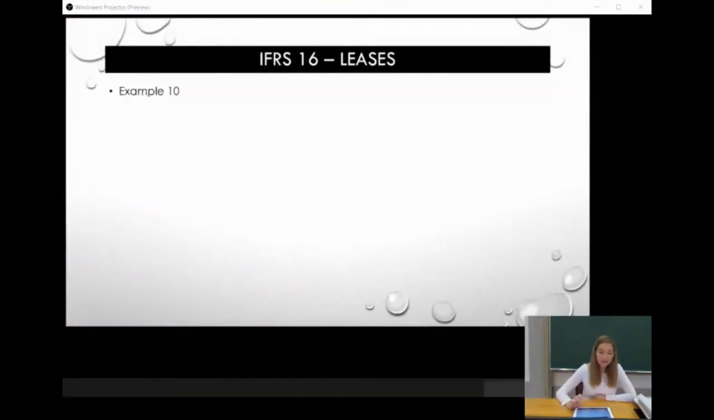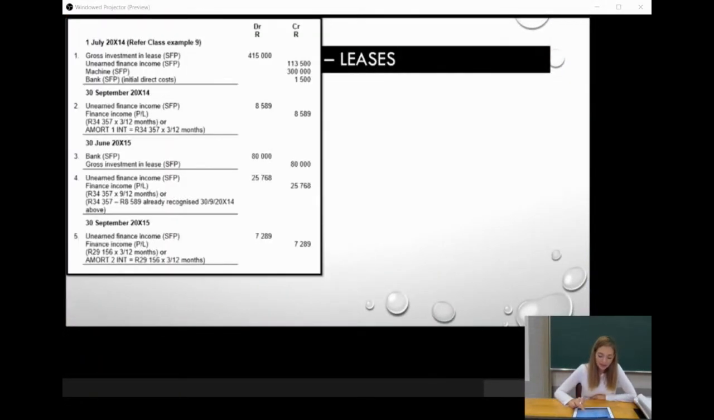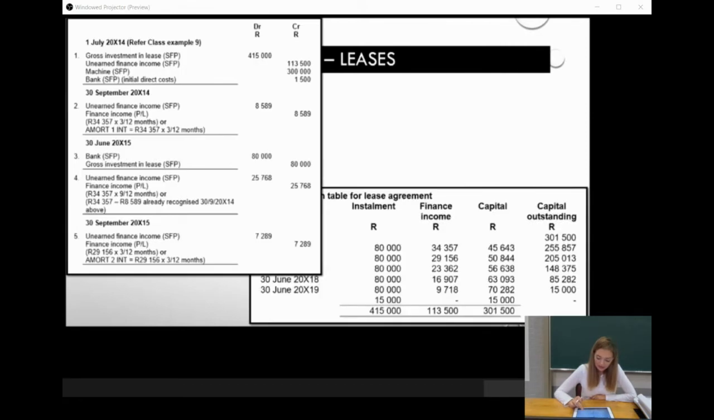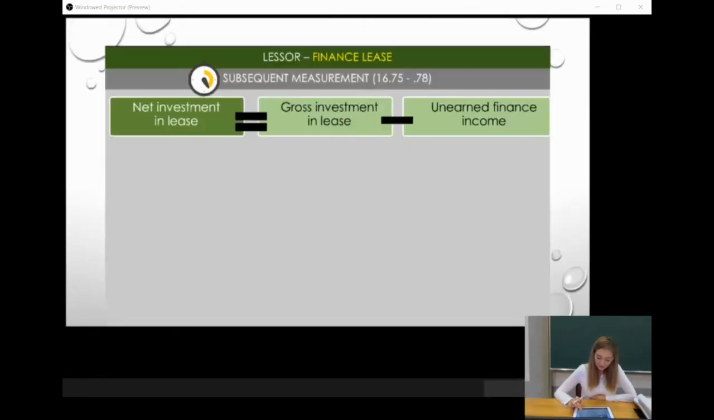Feels like a marathon session this morning. So that was now example 10, where we look at the subsequent measurement.